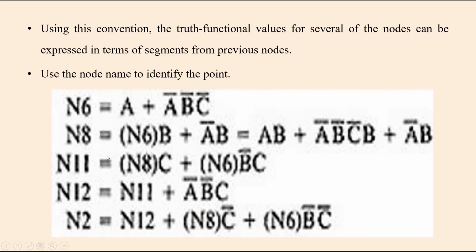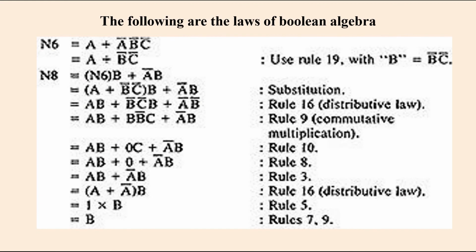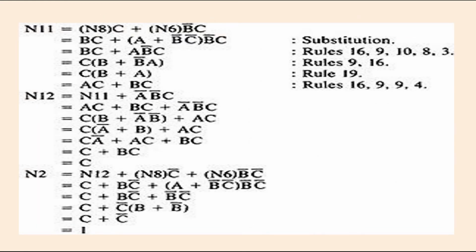n2 is equal to n12 plus n8 into c bar plus n6 into b bar c bar. So what is n12 here? It is c, so c bar. What is n8 here?